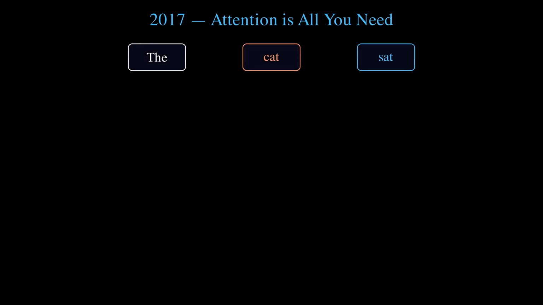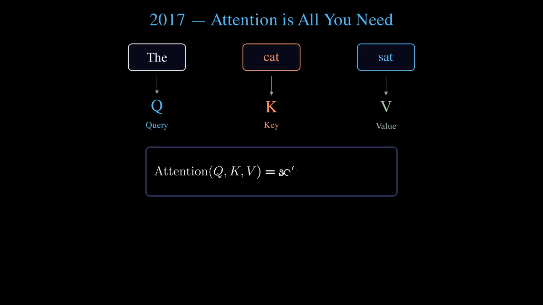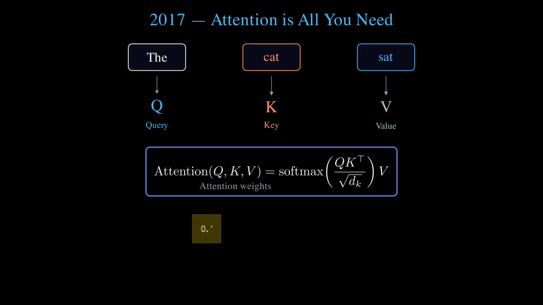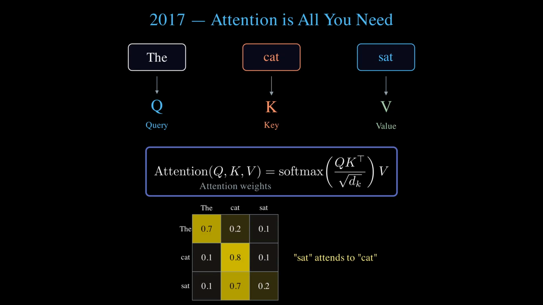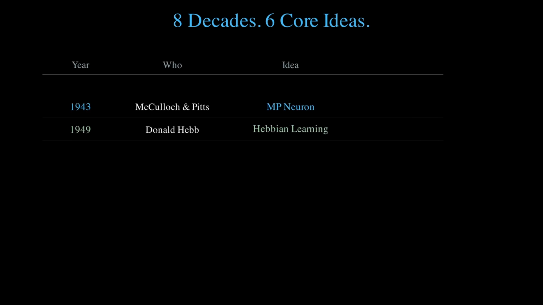We are now in 2017 when a team at Google published Attention Is All You Need. They replaced recurrence with pure attention. For every token, you compute a query, a key, and a value. Attention weights are the softmax of the query dotted with all the keys divided by the square root of the embedding dimension. Apply those weights to the values and that's it. Stack it and scale it to hundreds of billions of parameters and you get every large language model that's running today.